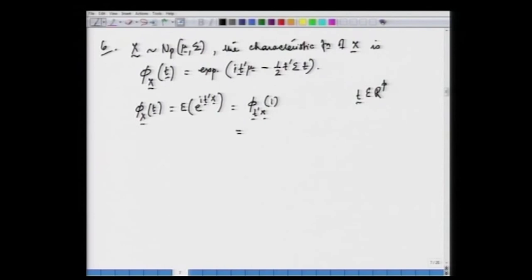So, with this we can easily write that this is nothing but exponent of i t prime mu, because this is now the mean of t prime x, and minus half t prime sigma t. This is a scalar quantity, it is the variance of t prime x. So, it is half t squared sigma squared, t being equal to 1 here. So, this is half t prime sigma t, and which is nothing but the characteristic function of the random vector x. Again, for p equal to 1, you can easily check this, you get the characteristic function of the univariate normal distribution.